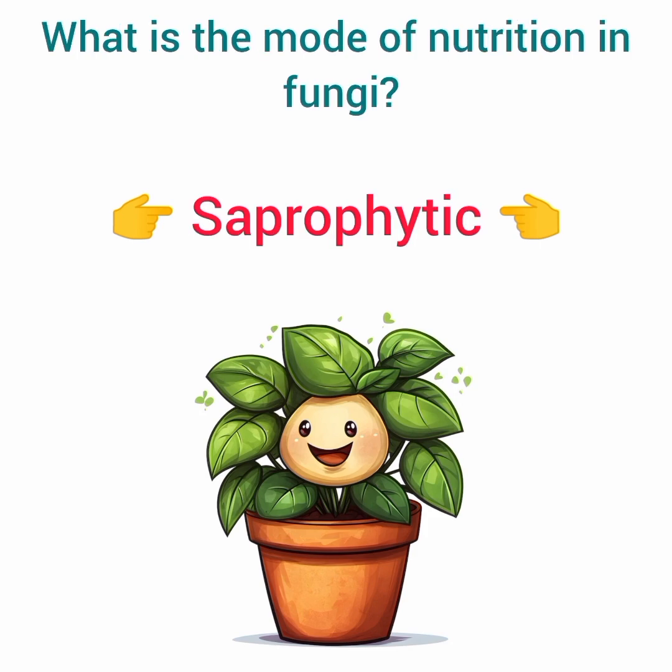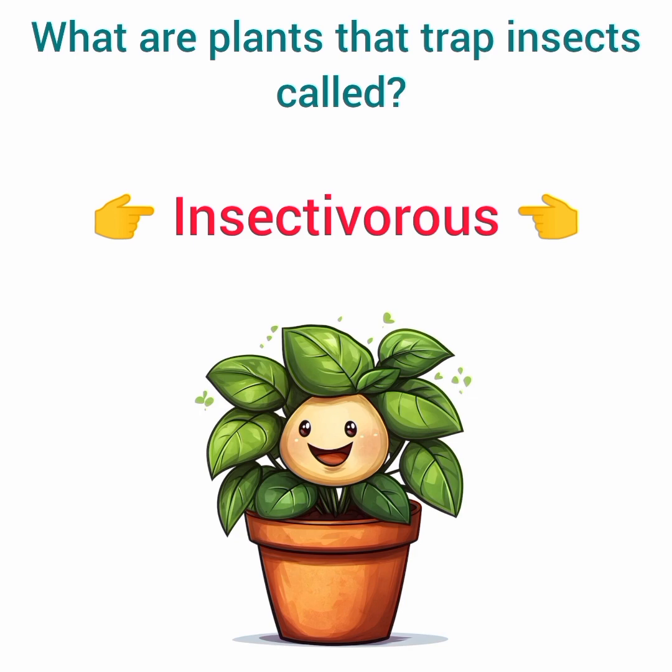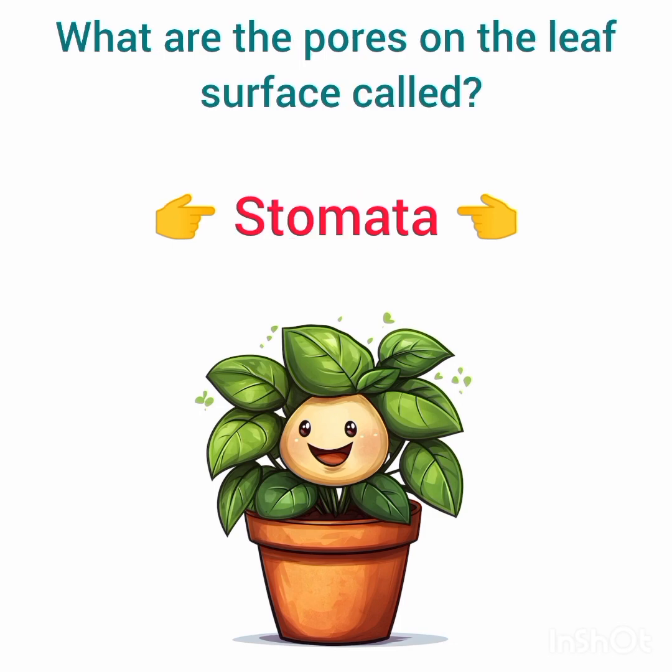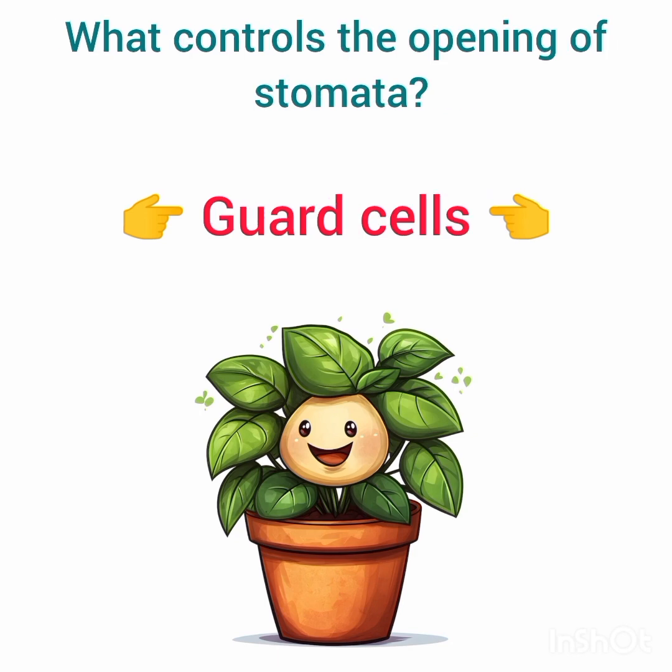Answer. Saprophytic. What are plants that trap insects called? Answer. Insectivorous. Name one insectivorous plant. Answer. Venus flytrap. What are the pores on the leaf surface called? Answer. Stomata. What controls the opening of stomata?